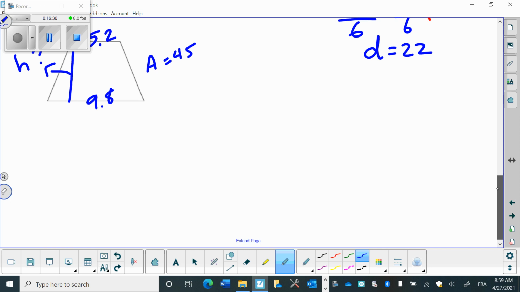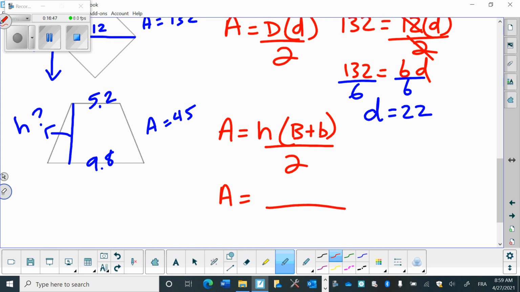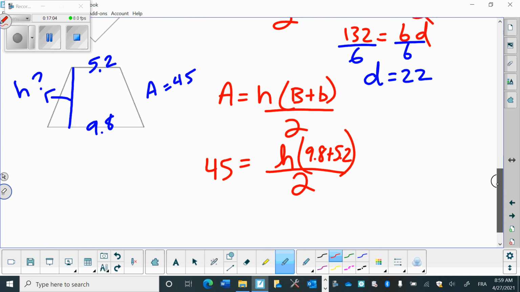Your last one is your trapezoid. Your area trapezoid is height, base plus base, divided by 2. I will have a green formula sheet that has all these formulas on here, okay? Now 2 never changes. Whoops, they did give me the area, so let me go back and erase that one. My area is 45. My height is missing. Your base plus base, so 9.8 is your longer one and your shorter one is 5.2. And then you can keep on solving that.